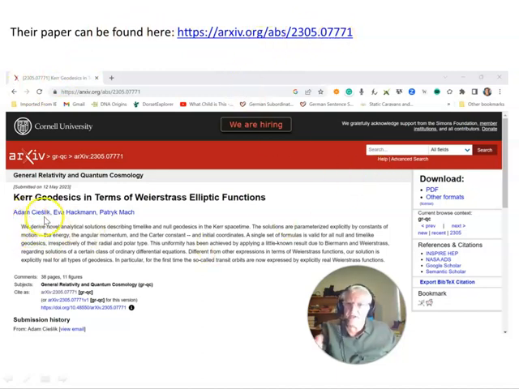And these researchers, Adam Cieslik, I hope I pronounced that correctly, Eva Hackmann and Patrick Mach, derive novel analytical solutions describing time-like and null geodesics in the Kerr space-time. And some of those time-like solutions, I just showed you how you could plot them with your own Mathematica at home or wherever you are.